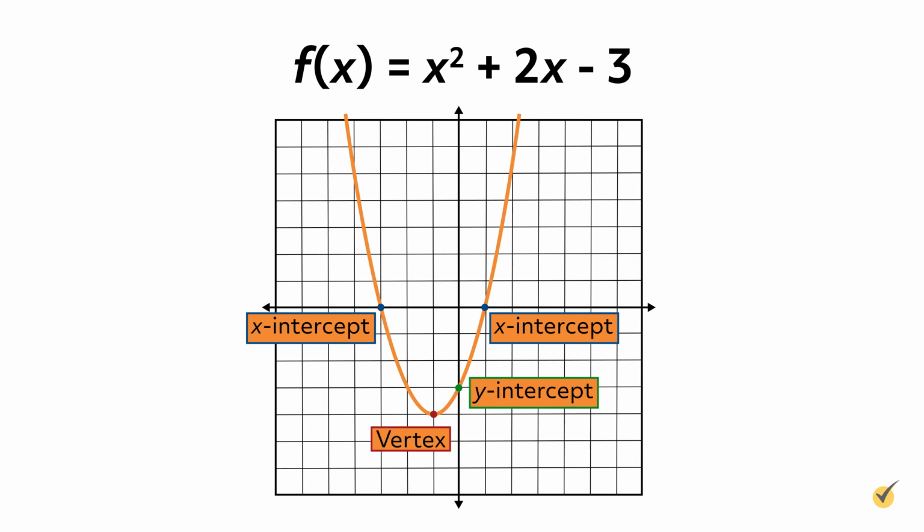The last point is the vertex, which might just be the most important point on any parabola. The vertex is either the top or bottom of a parabola depending on which way it's facing. For our example, the vertex is the bottom of the parabola. We can easily find its location on the graph, but how do we find it when we only have the function and not the graph?